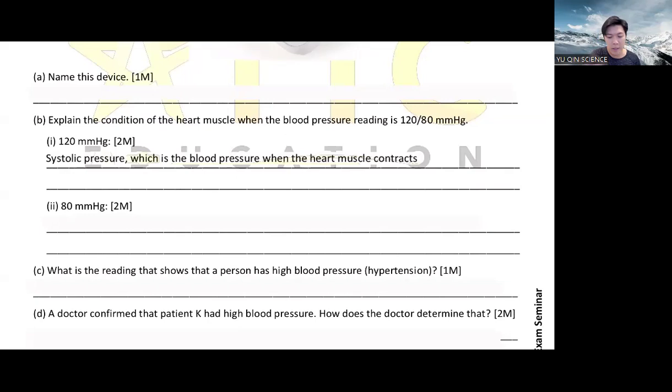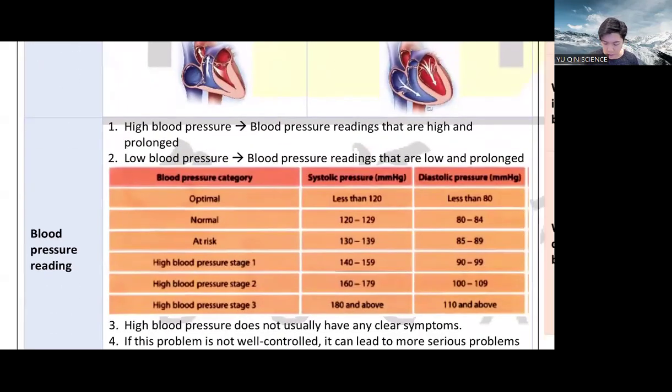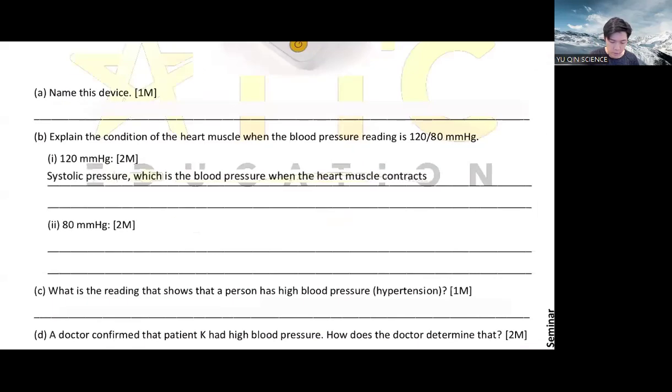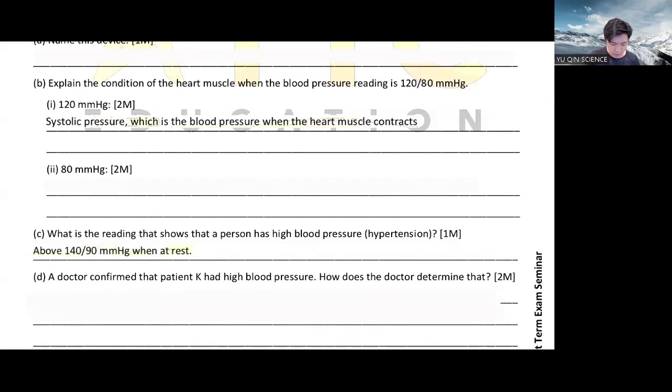So anyways, you can refer, it's here. 140 and 90. 140/90. MMHG, make sure you write your MMHG. If you write 140/90 and then that's it, then no marks. Because unit is very important also.